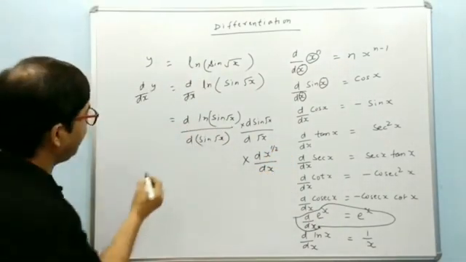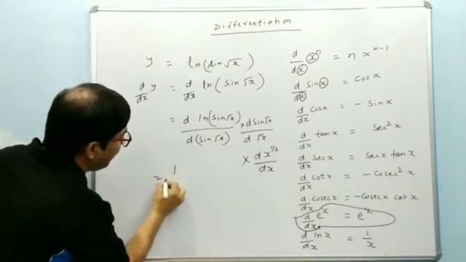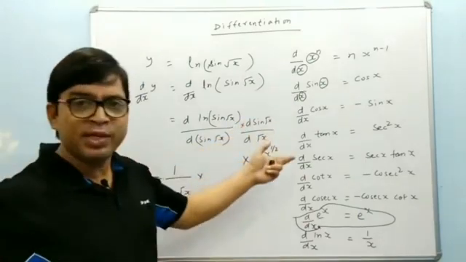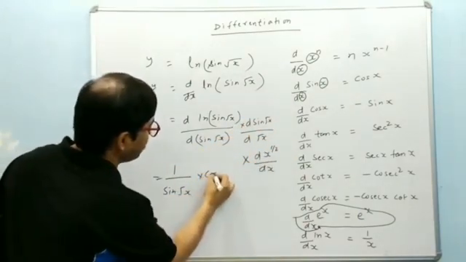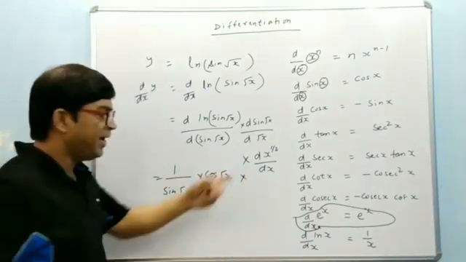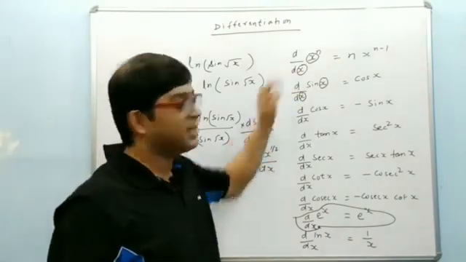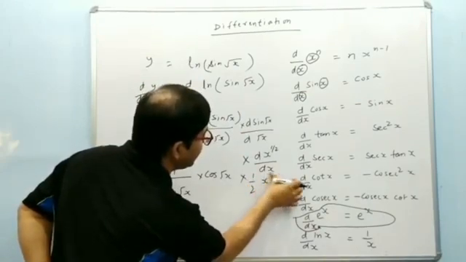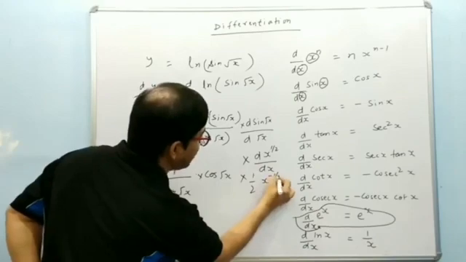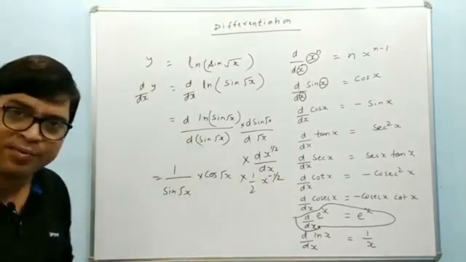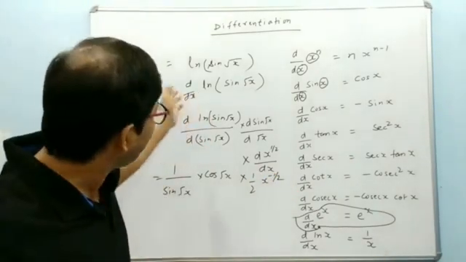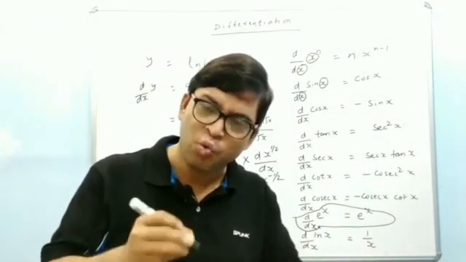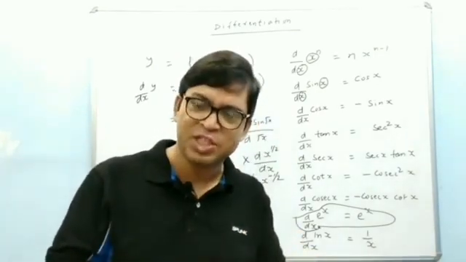So now just give the treatment. What is that? Ln something, 1 by that thing, 1 by that thing. Sine something with respect to that thing is cos that thing. cos root x, and x to the power half, the treatment of x to the power n. So this is 1 by 2 x to the power n minus 1, that is half minus 1, so minus half. So this is the actual differentiation. Now you are understanding how to make the chain and get the answer. Now we will just try to do it directly without showing the chain.